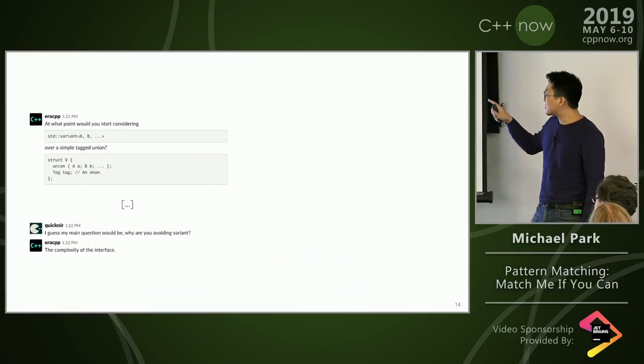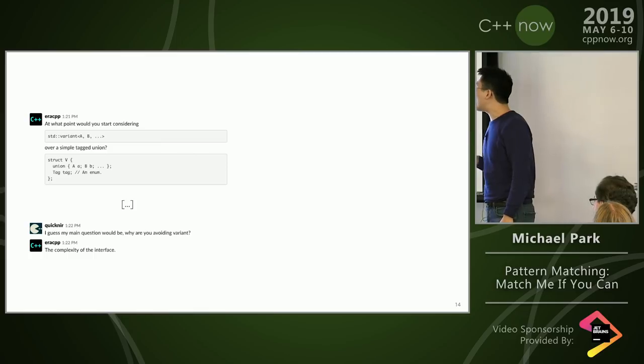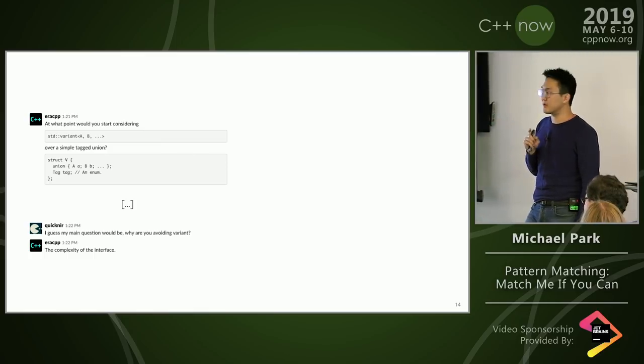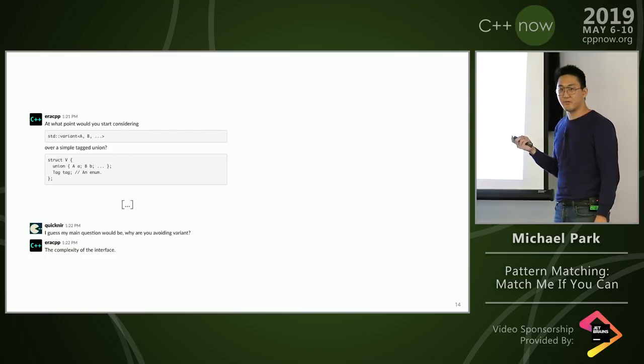I realize this is a bit too small, but I'm going to read it out to you. This is a Slack conversation that I caught at some point. There's a question of, at what point would you start considering std::variant over a simple tagged union? And the reply was, I guess my main question would be, why are you avoiding variant?